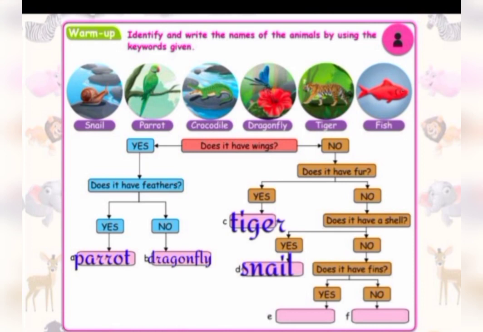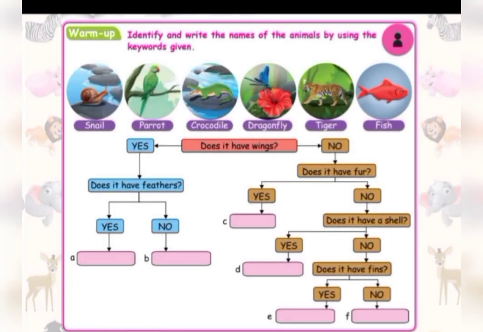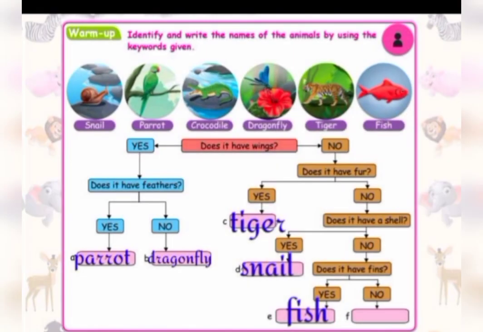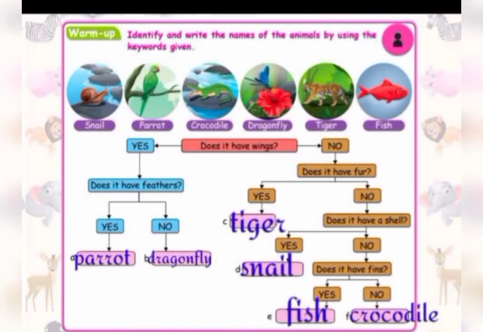If it is no, does it have fins? Which one has fins? Yes, fish. So, under the yes, we are going to write the answer is fish. And last one, remaining what is there? Crocodile. Under the no, we are going to write crocodile.